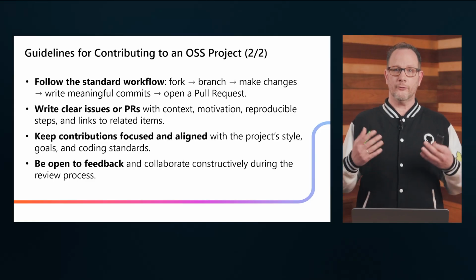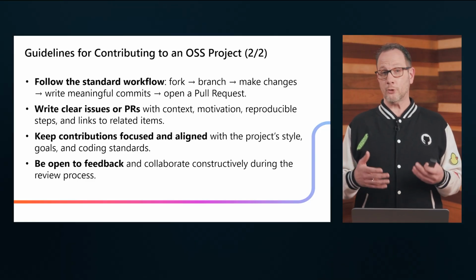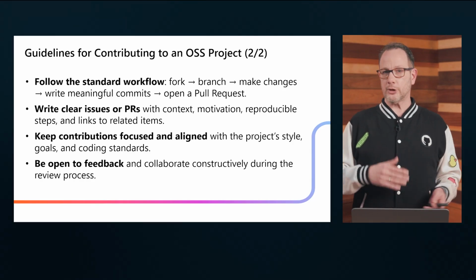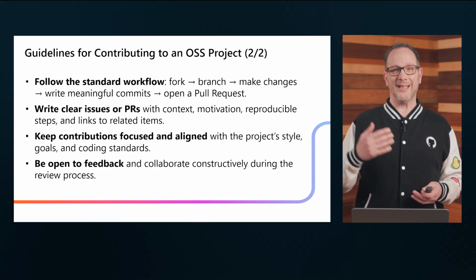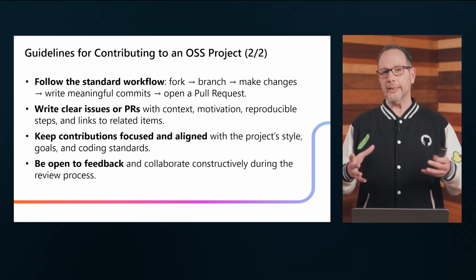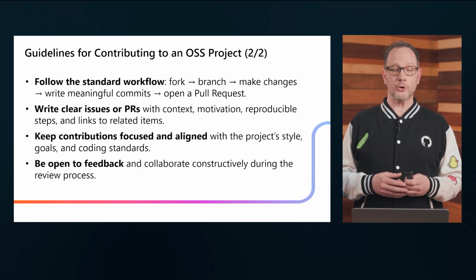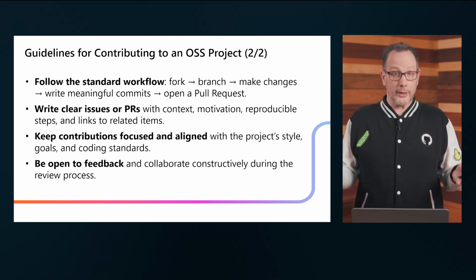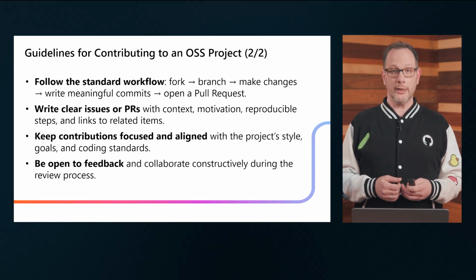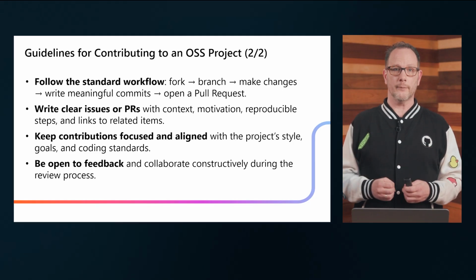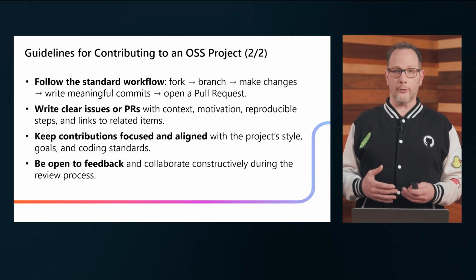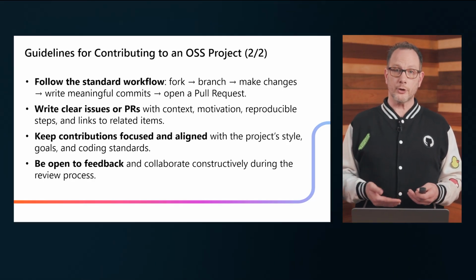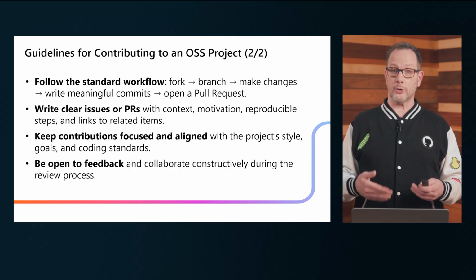Now, once you're familiar with the project, it's time to follow a predictable contribution workflow. The forking, branching, making changes, writing commits, and opening a pull request is really the backbone process of most open source collaboration. Maintaining this structure keeps things organized and ensures maintainers can efficiently evaluate your work. Clear communication through your commit messages and pull requests also helps others understand your reasoning and track the history of improvements.